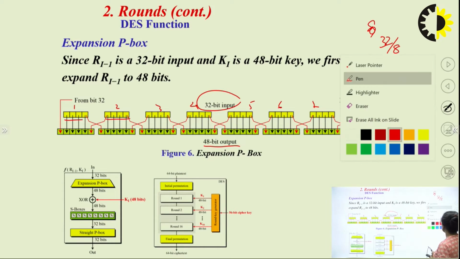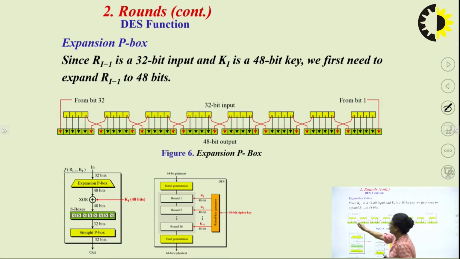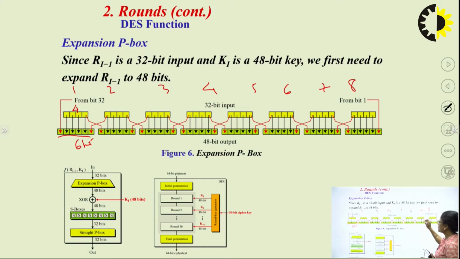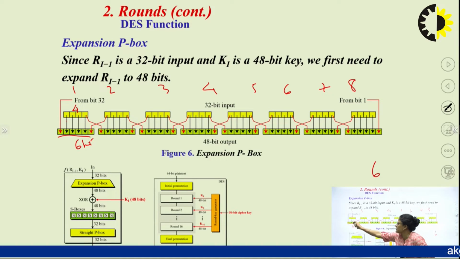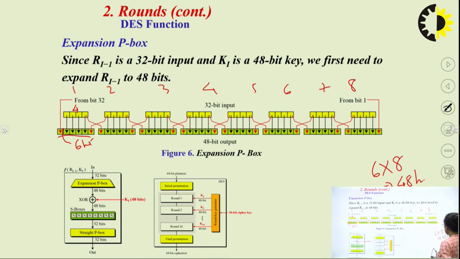Then after that, we are mapping this 4-bit input to a 6-bit input. And how many such parts do we have? 1, 2, 3, 4, 5, 6, 7, 8. So we have 8 such parts, converting each 4-bit to a 6-bit input. So ultimately, the total number of bits is 6 into 8, that is 48-bit. We'll end up with a 48-bit pattern.